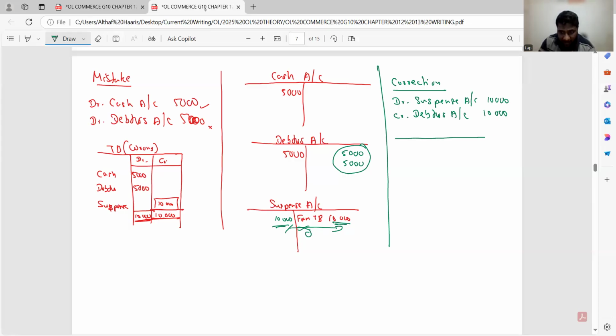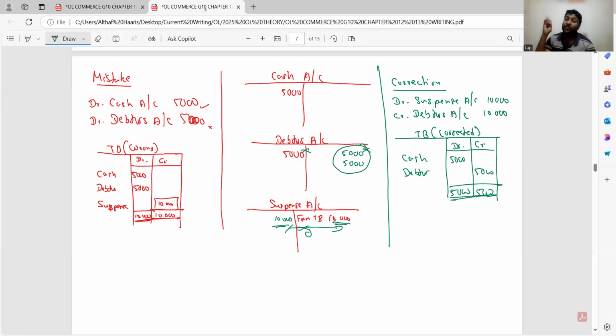Now we'll prepare the corrected trial balance. In the corrected trial balance, debit, credit: the cash account has a debit of 5,000. If you take the debtors account, this 5,000 to this 5,000 is getting cancelled off, so remaining only 5,000 on the credit side. Debtors 5,000. So 5,000 to 5,000. The trial balance is getting balanced without a suspense. So we corrected all of them.